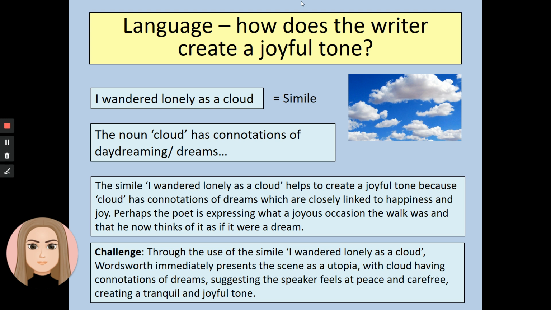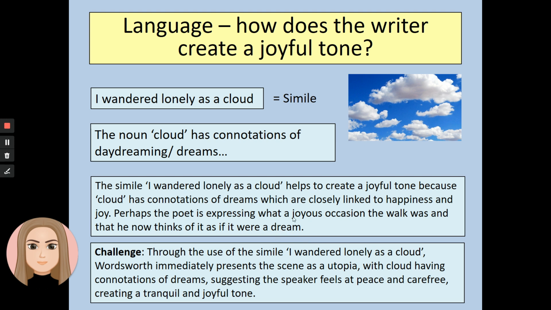And I have written a little example of how you can turn this quotation and this idea of a connotation into an answer to this question, okay? So read along with me now. The simile, "I wandered lonely as a cloud," helps to create a joyful tone because cloud has connotations of dreams, which are closely linked to happiness and joy. Perhaps the poet is expressing what a joyous occasion the walk was, and that he now thinks of it as if it were a dream. Because remember, we talked about the poem, it's him remembering the past as well, him looking back.